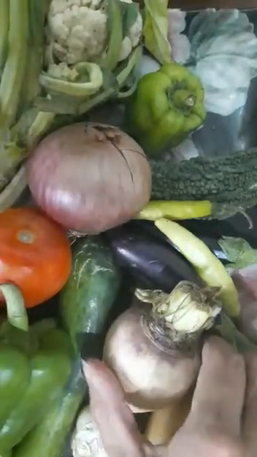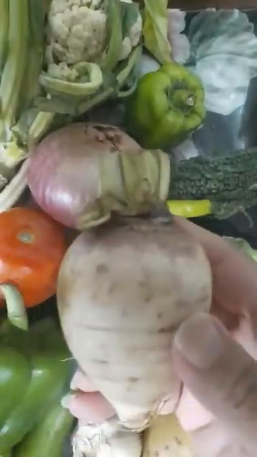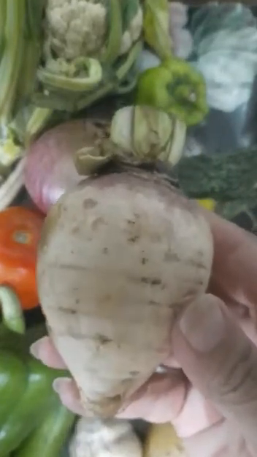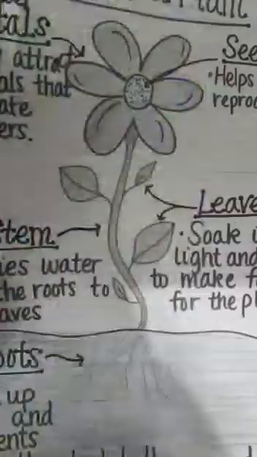Then I have a turnip. This is a turnip and this is also a root vegetable. It is grown inside the soil.